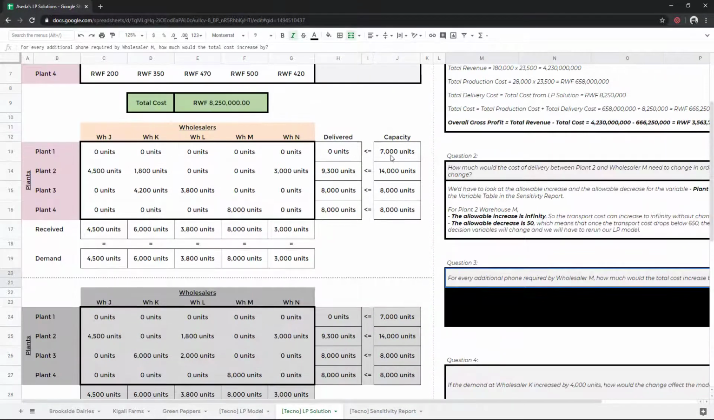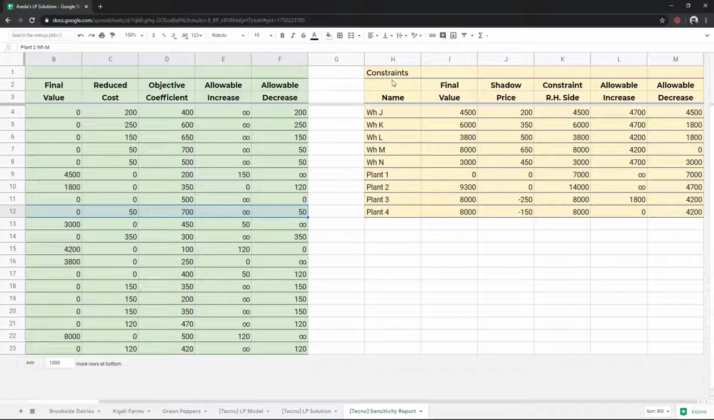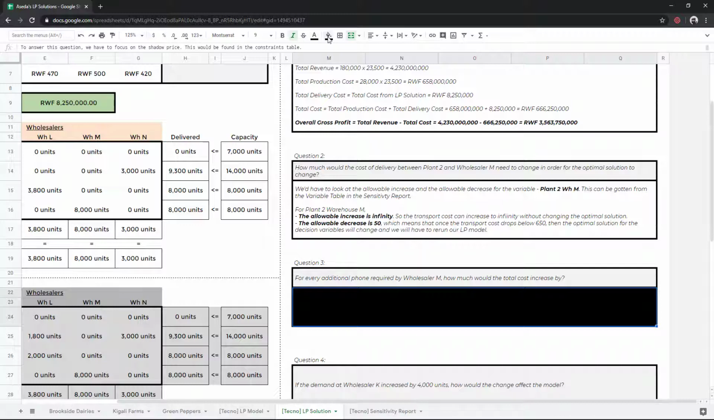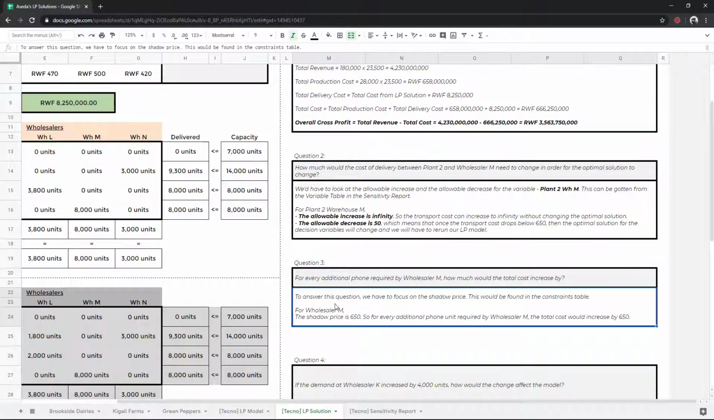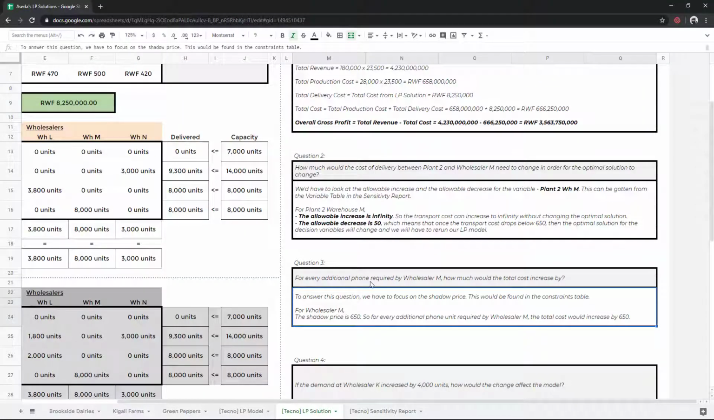So when we're looking at wholesaler M, we are looking at the constraint, right? So for every additional phone required by wholesaler M, how much should the total cost increase by? And this is when we're going to start looking at our constraint table, right? So let me reveal the answer. To answer this question, we have to focus on the shadow price, right? So basically what the shadow price is telling us is how much of an increase am I going to see if I increase my demand by 1 more unit, right?